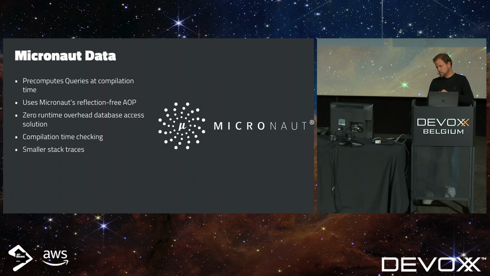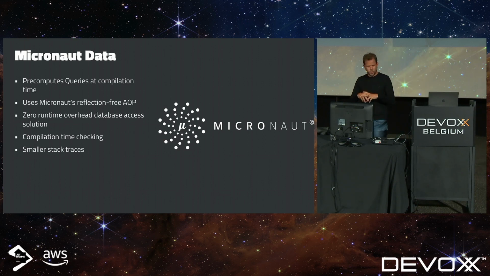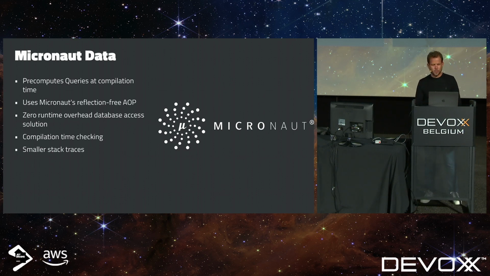Micronaut Data was an opportunity to look at this. What can we do with compilers? Can't we just compute this ahead of time? So with Micronaut Data, it pre-computes everything during compilation. If you're using Hibernate, then of course it uses reflection. But if you're using Micronaut Data JDBC or R2DBC or our MongoDB implementation, it's using the introspection stuff I showed earlier. And for the API layer, it's completely reflection-free, and it's zero overhead, right?